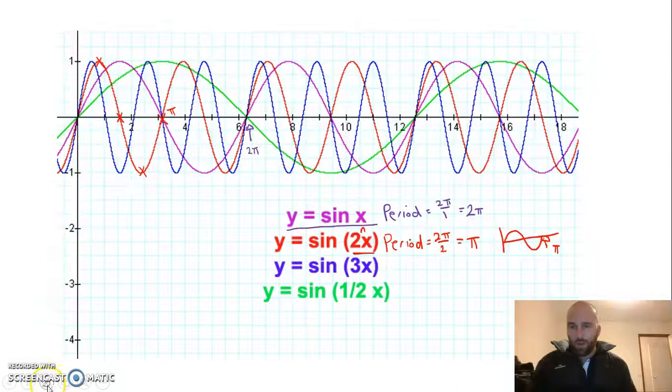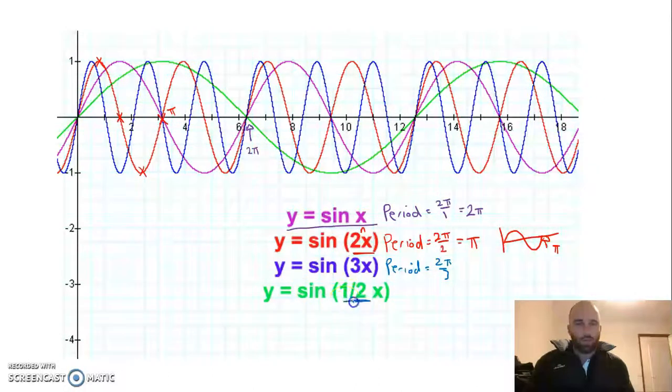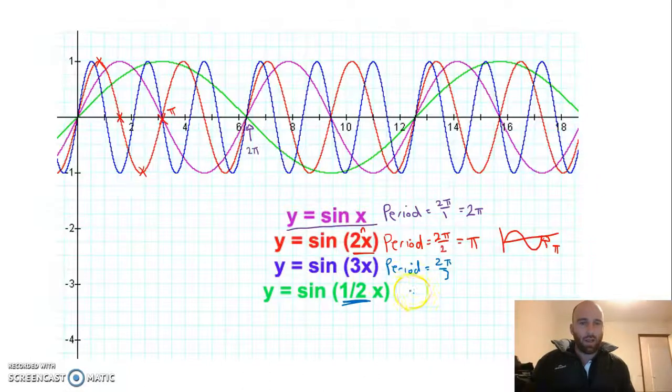The same would work for our sine of 3x. Period equals 2 pi on 3. So you notice that my bluish one gets even thinner. And then I'll touch on this last one, just a half x. If I do 2 pi over 1 on 2, that makes our period actually 4 pi. And that's our big green one, as you can see there.